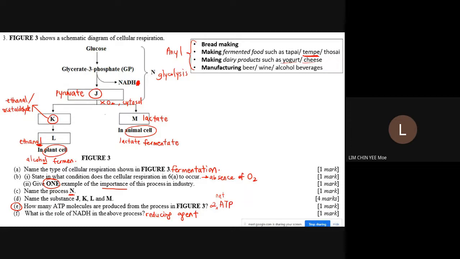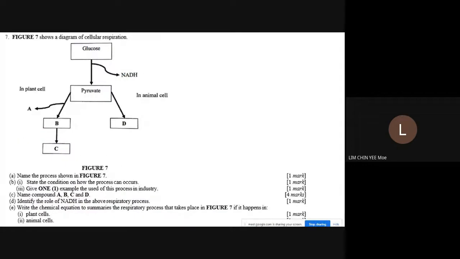Okay, now question 7. Again, you can see it's similar to the question that we just did. Dia memang separate plant cell, animal cell, so it's easy to know this is about fermentation again. Name the process shown in figure 7. Fermentation.